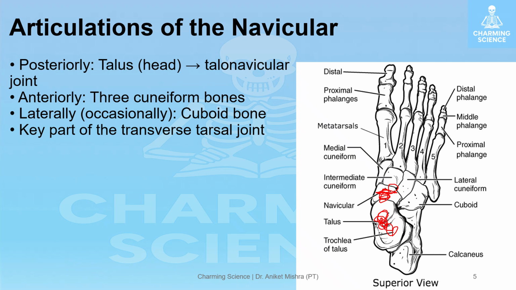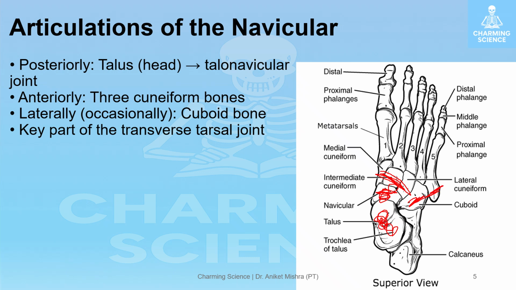navicular articulates with the 3 cuneiforms. The first one, second one and the third one. The navicular articulates with the 3 cuneiform bones, medial cuneiform, intermediate cuneiform and the lateral cuneiform, through 3 separate facets on its anterior surface. On its lateral side, in some individuals it may also articulate with the cuboid bone, though this articulation is not always present.